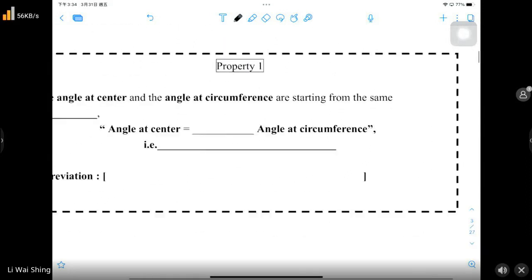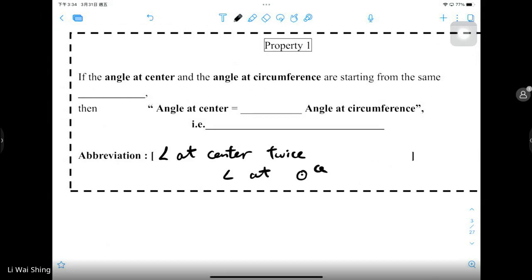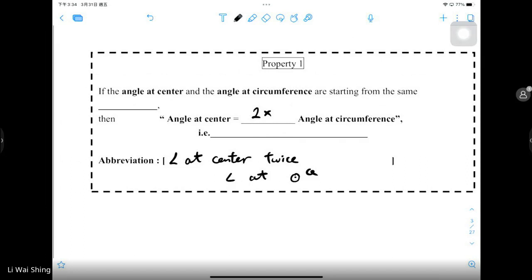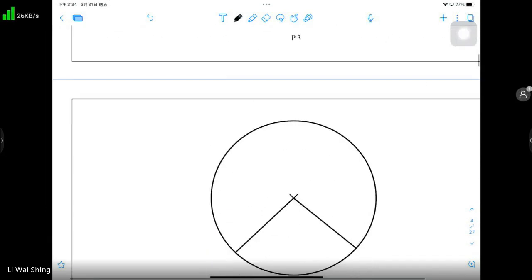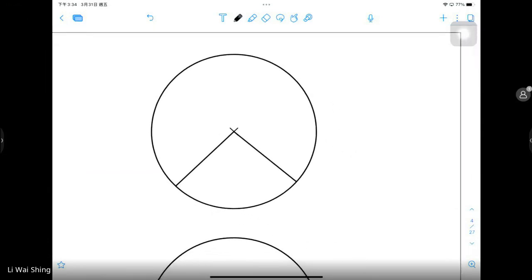You can mark down the reason: angle at center twice angle at circumference. This is the reason you need to write. 嗱呢個係你今課裡面第一個學嘅 reason. And then in the next page, you can see that I have included 3 circles there. There are a total of 3 types of angle at center twice angle at circumference.